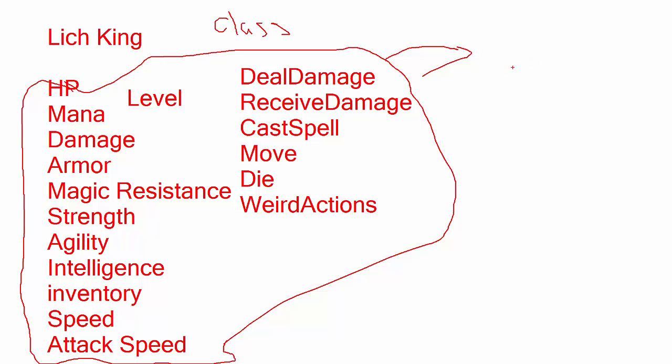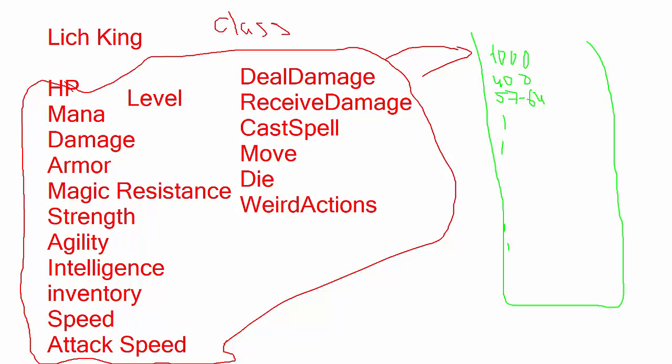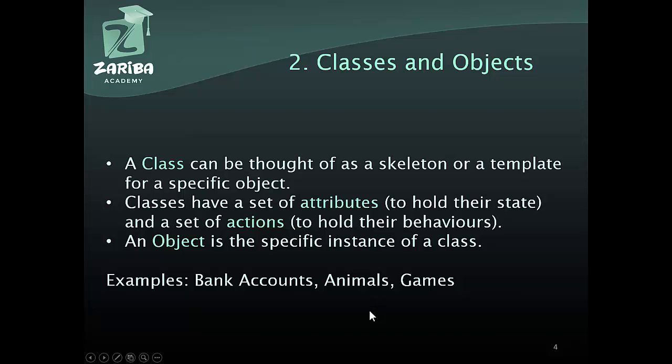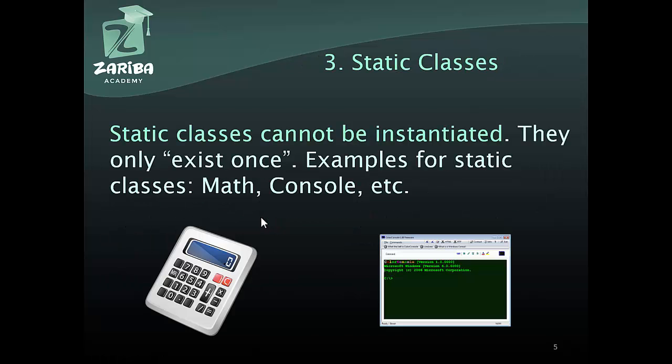Okay, but now this is my class, and I don't want to write everything here, but now the specific hero which I instantiate with HP 1000 and mana, I don't know, 400, damage 57 to, I don't know, 64, and then some armor and so on. So this is now going to be my specific object of type Lich King. Okay, right, no more examples for that. I hope you got it.